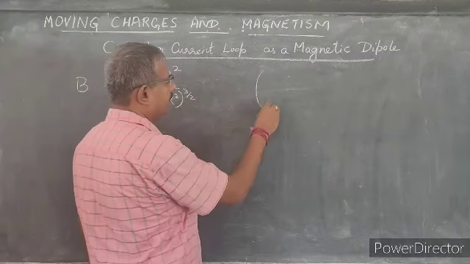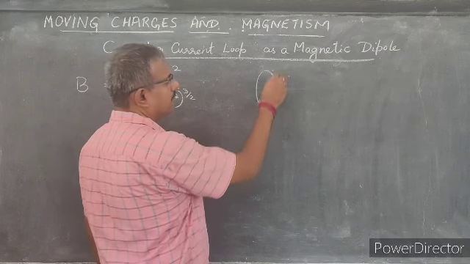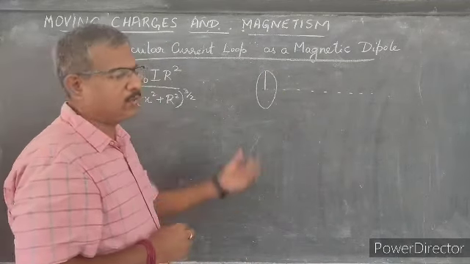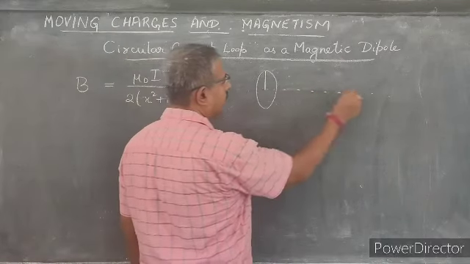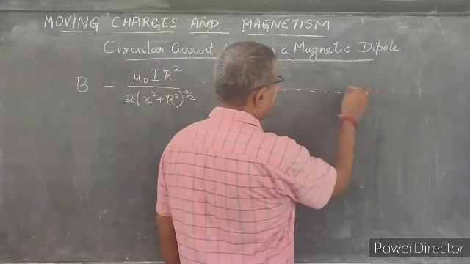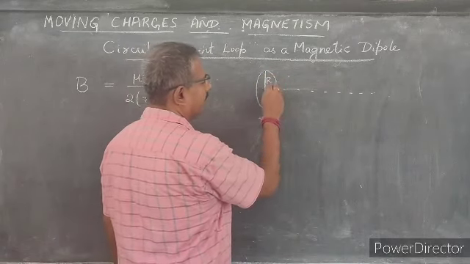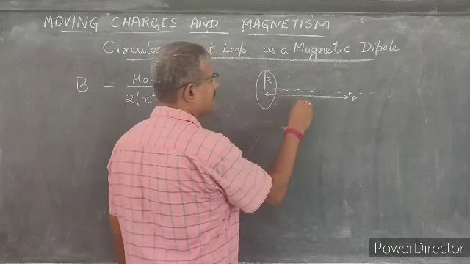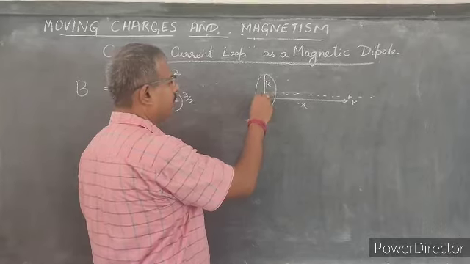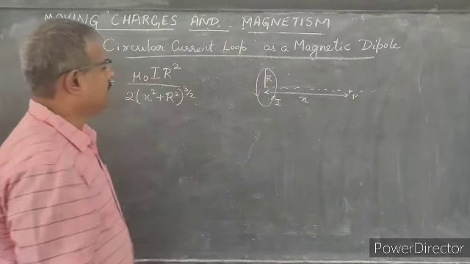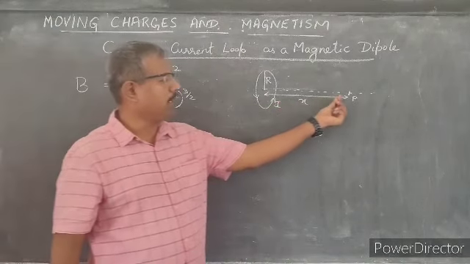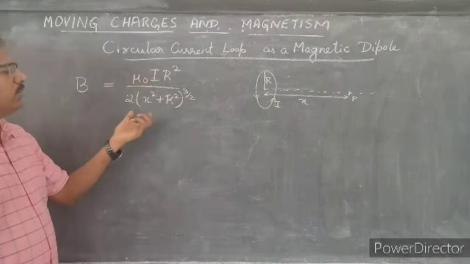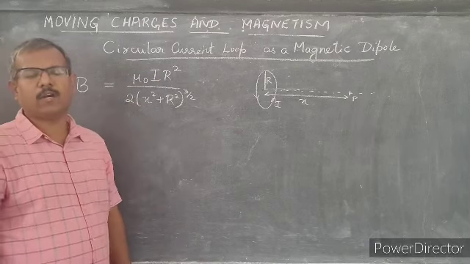So if you recall, we had assumed a circular loop situated in a way such that the axis of the loop is along its center, and this is the radius, and the distance from the center along the axis is where we consider a point P at a distance x, and this has a current flowing through it of strength I. Then the magnetic field at this point, due to the current flowing through this loop, was given by the expression mu naught I r square by 2 into x square plus r square whole to the power of 3 by 2.